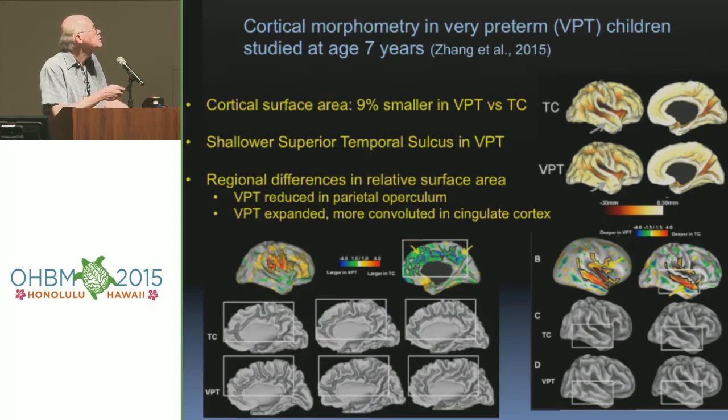So from a study recently published by Yuning Zhang et al., of particular interest are that in medial cortex, prefrontal and cingulate cortex, there are group differences in which the cortex is actually expanded in relative surface area in very preterm infants, and it has a more convoluted pattern. So this is an indication that preterm birth is not simply a developmental delay, but has a more intriguing pattern that is worthy of further exploration.